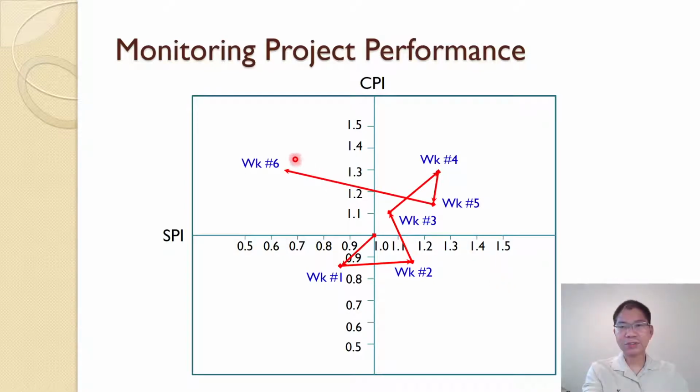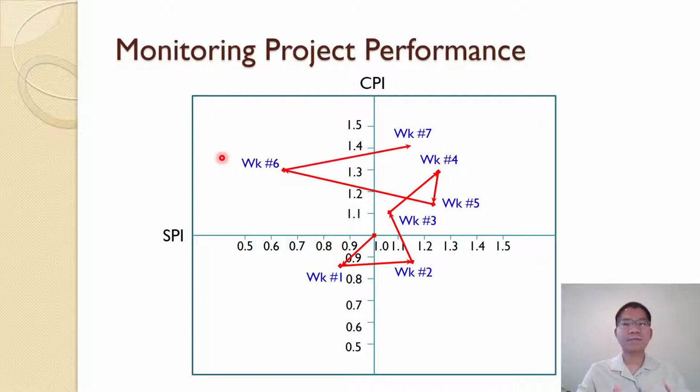Go to week number 6, it will be under budget, behind schedule. So when it is under budget, behind schedule, then we are under budget, so you still have money. Then you can probably use that money to put in more overtime work, pay a premium to bring the project back on track in terms of the time.